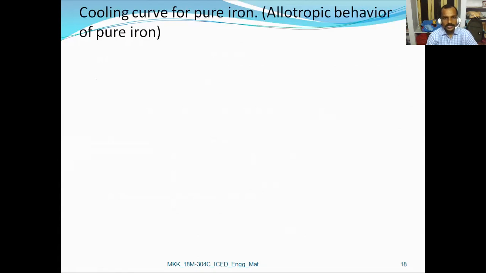So next is the cooling curve for pure iron. Cooling curve for pure iron, allotropic behavior of pure iron.